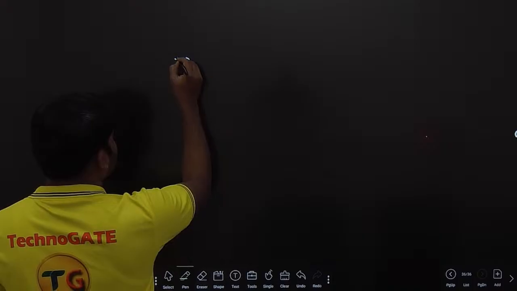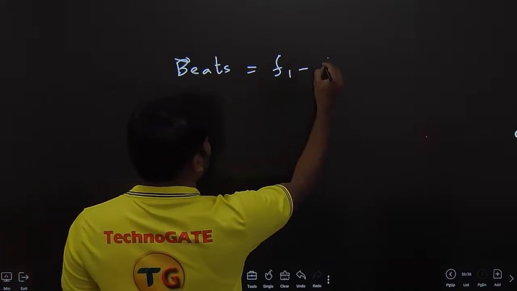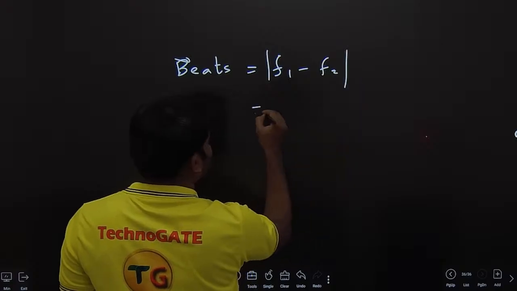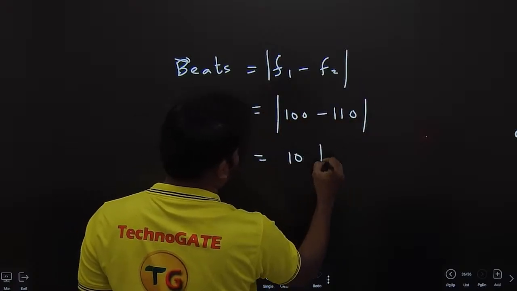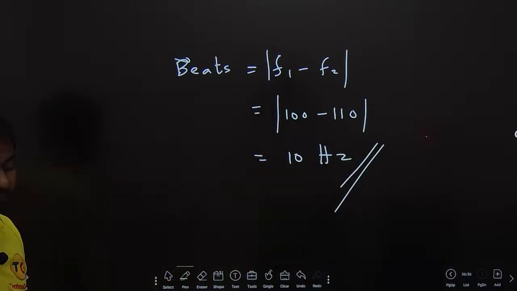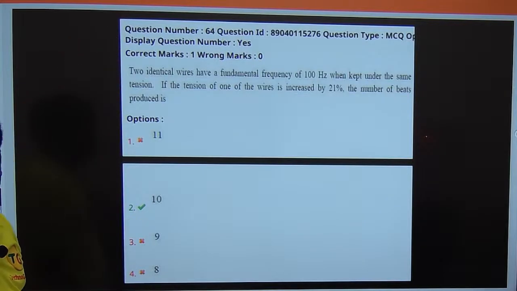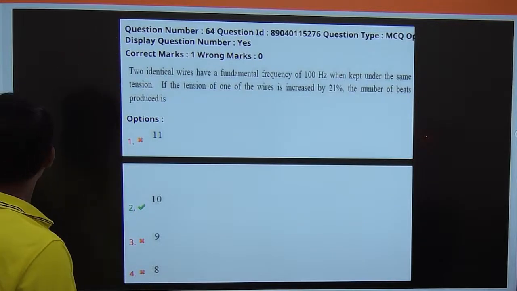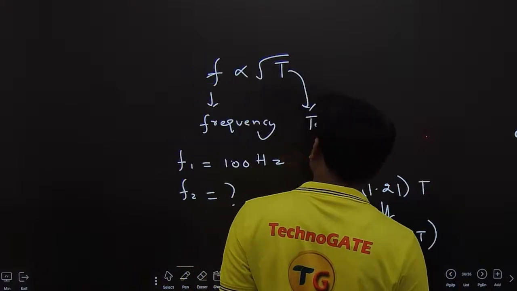So beats is the frequency difference, f1 minus f2. Initially it was 100, finally it is 110, so the difference is equal to 10 Hz. So 10 Hz is the beat frequency here. Clear? That's matching with option number 2. Second option is the right answer. Clear? Request you all to copy this.